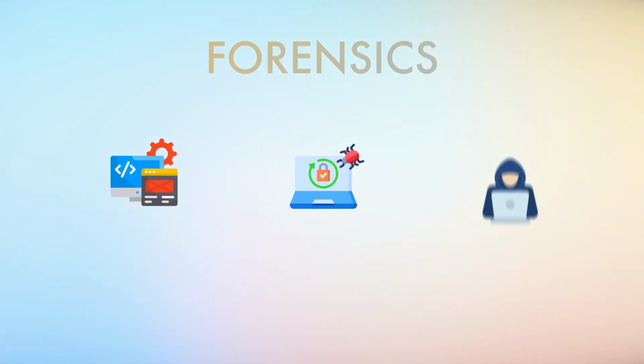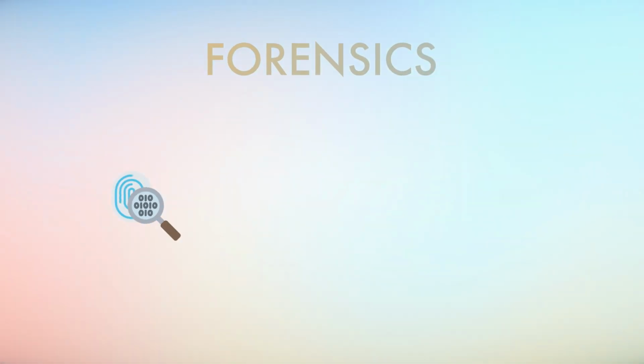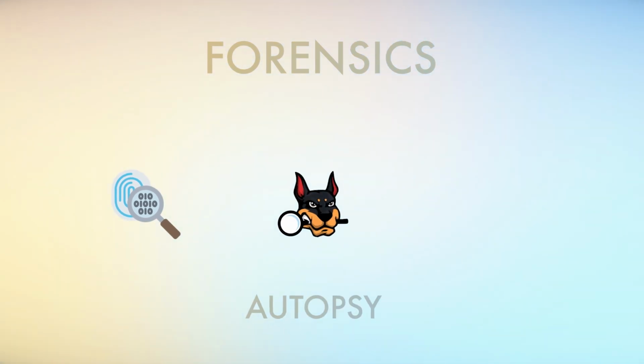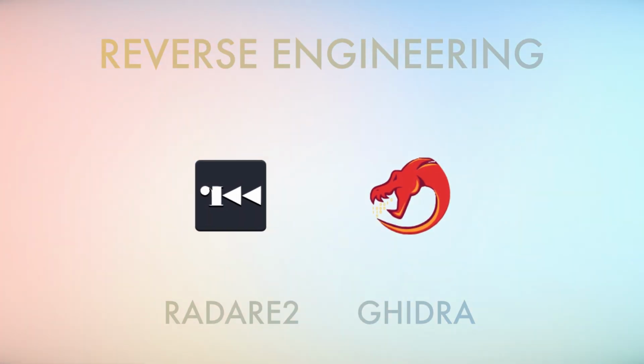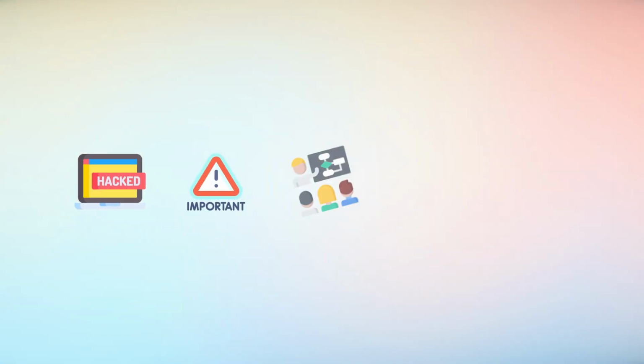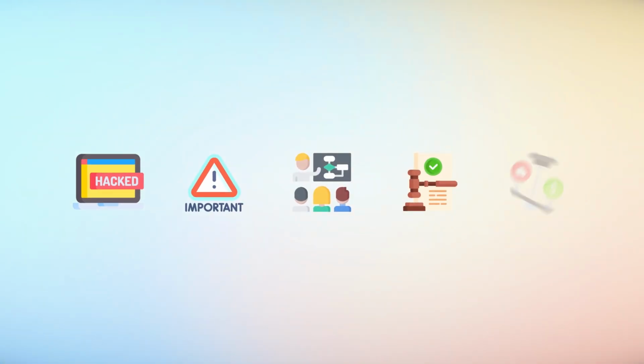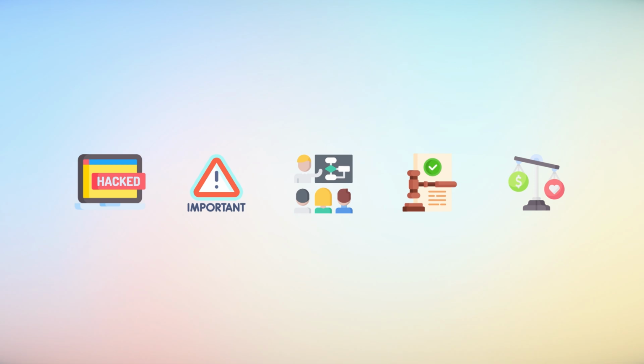While primarily designed for penetration testing and ethical hacking, Kali's capabilities extend to forensics with utilities like Autopsy and Galleta, malware analysis with tools like YARA, and reverse engineering facilitated by Radare2 and Ghidra. However, its potential for misuse underscores the importance of proper training and adhering to legal and ethical guidelines.